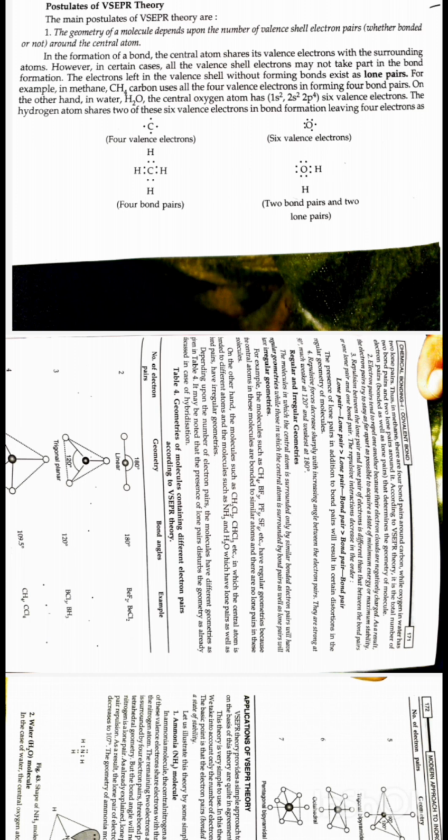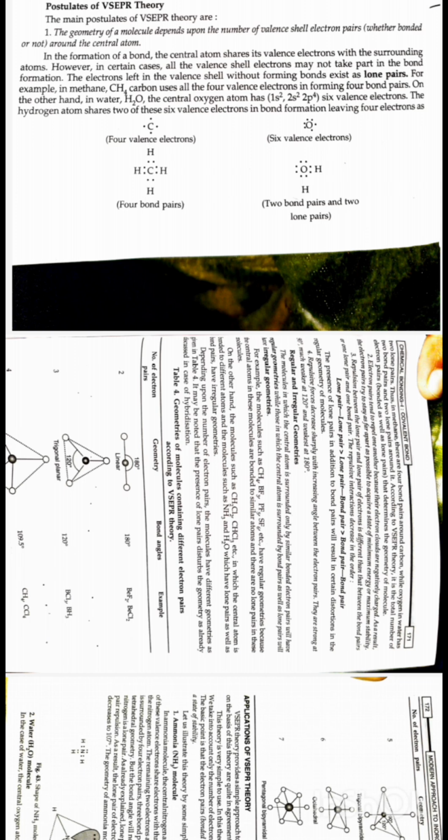Now the second postulate is electron pairs tend to repel one another because their electron clouds are negatively charged. As a result, the electron pairs try to stay as far apart as possible to acquire a state of minimum energy or maximum stability. Third postulate is repulsion between a lone pair and lone pair of electrons is different than between the bond pairs or one lone pair and one bond pair.